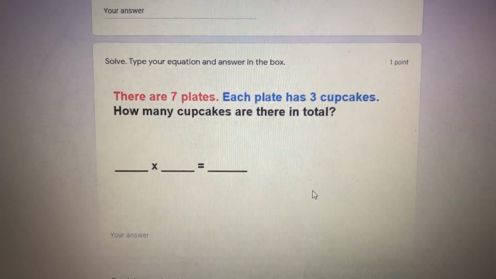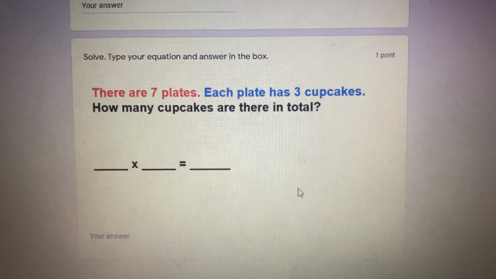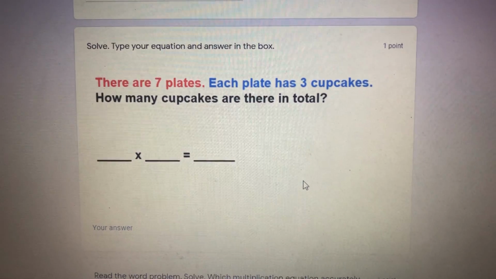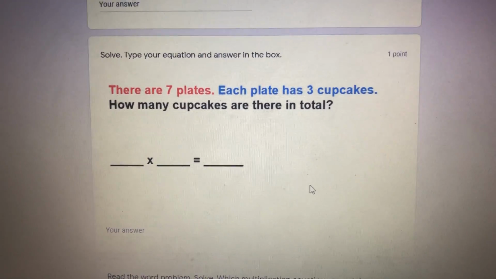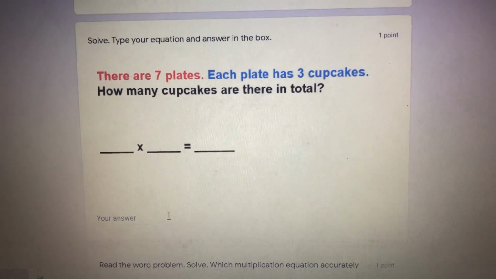Solve. Type your equation and answer in the box. There are 7 plates. Each plate has 3 cupcakes. How many cupcakes are there in total? You're going to type in the box blank times blank equals blank.